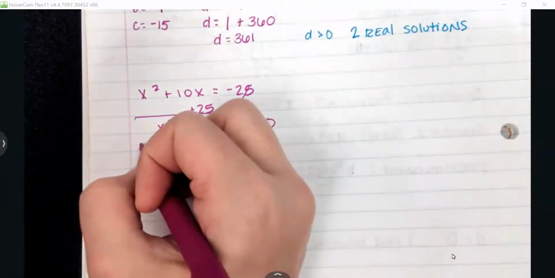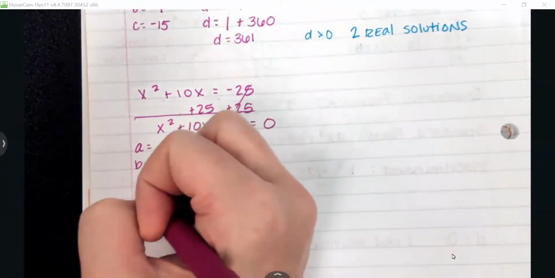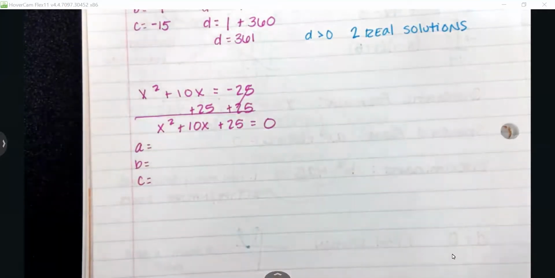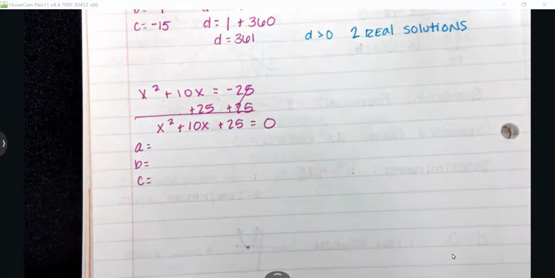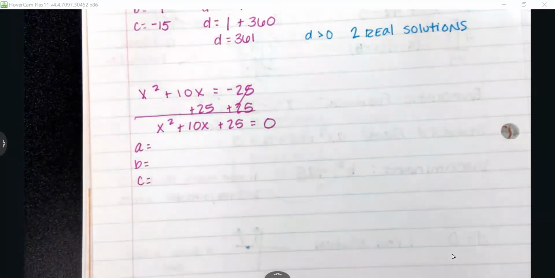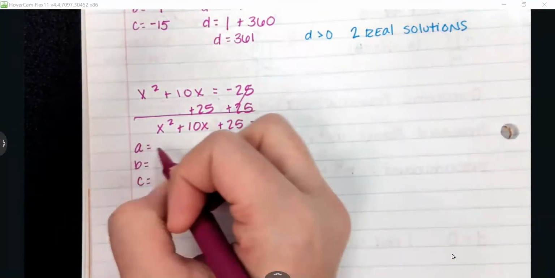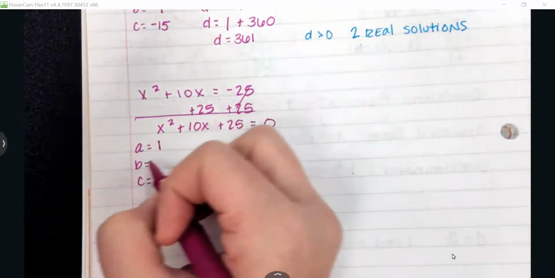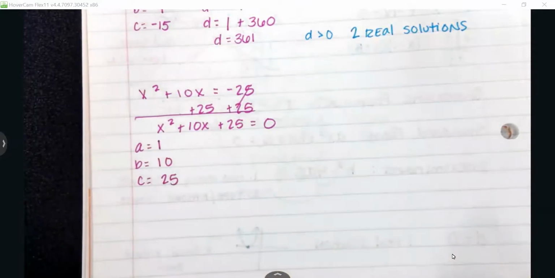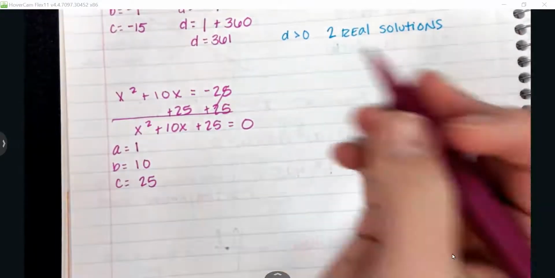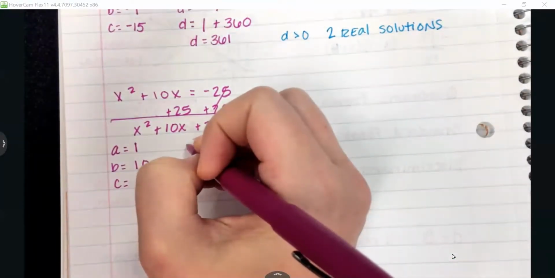Take 5 seconds and figure out what A, B, and C equal. A equals 1, B equals 10, and C equals 25. So now we can start our actual math problem.